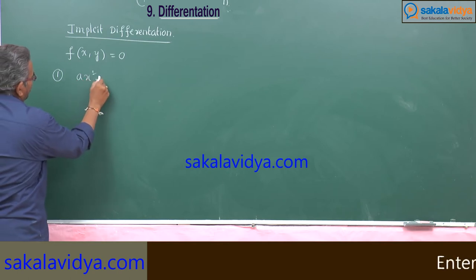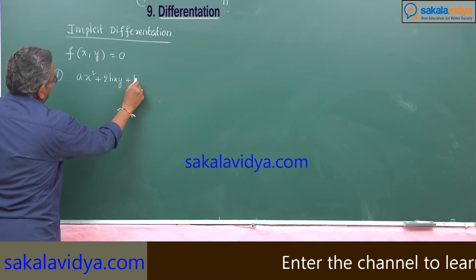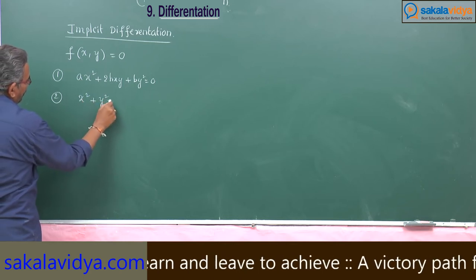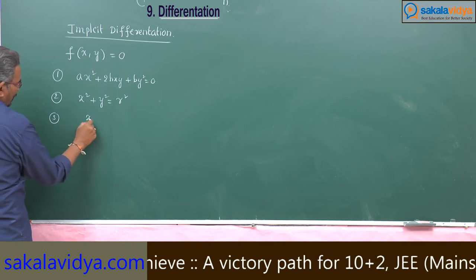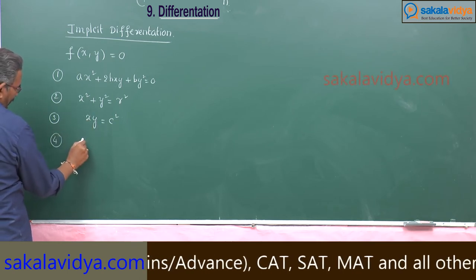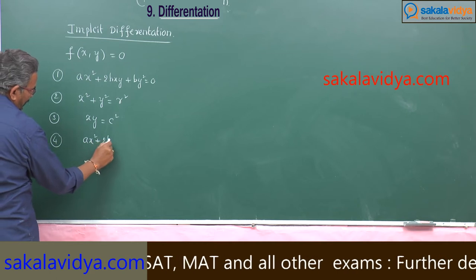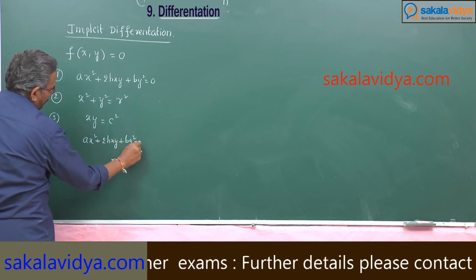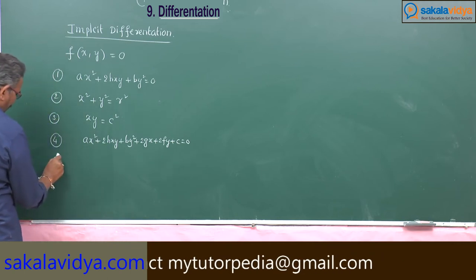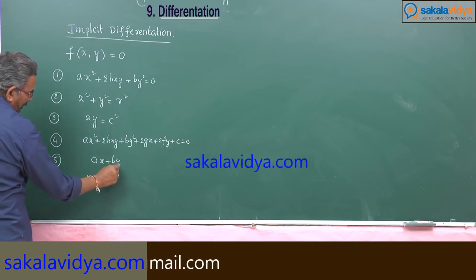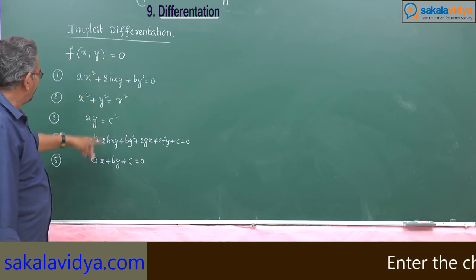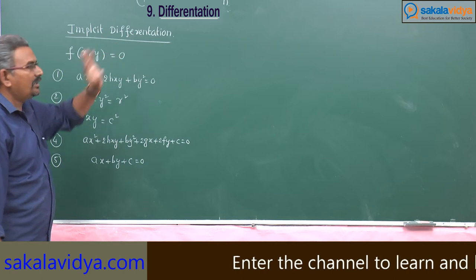ax square plus 2hxy plus by square is equal to 0, x square plus y square is equal to r square, xy is equal to c square. Now, ax square plus 2hxy plus by square plus 2gx plus 2fy plus c is equal to 0, or even a linear equation in two variables, ax plus by plus c is equal to 0. All these types of equations are called implicit functions. So if you differentiate all these functions, that is called implicit differentiation.